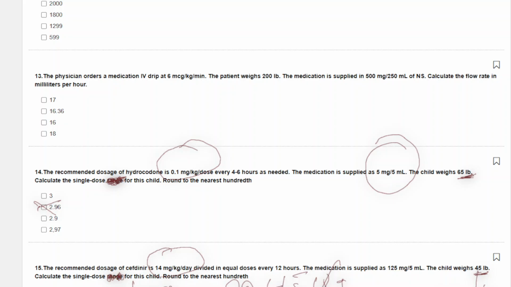So let's do 20.45 times 14. Now you got 286.3. This right here is a daily dose. We are looking for a single dose because we are giving that every 12 hours. It means we are giving only 2 doses a day. So you divide that by 2. And once you do that, you got 143.15. You see that? All right.